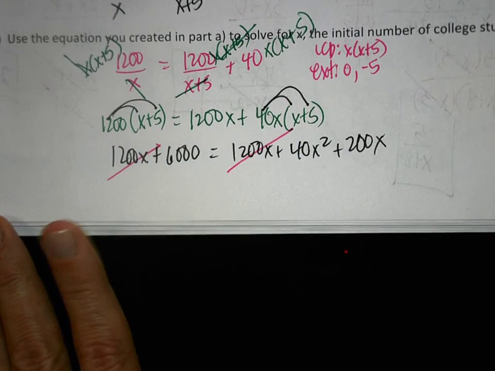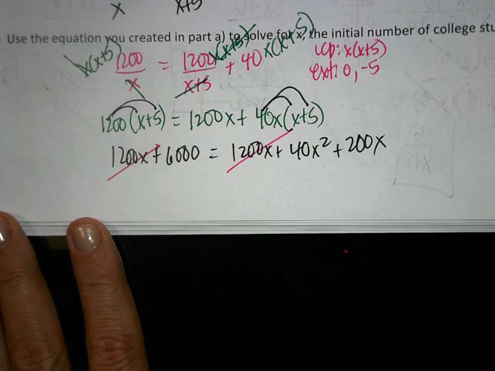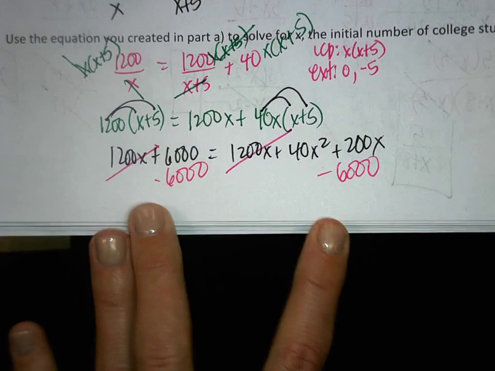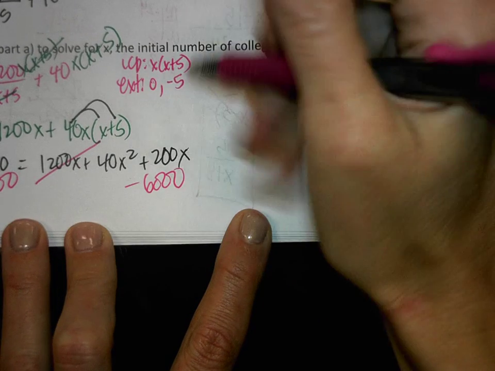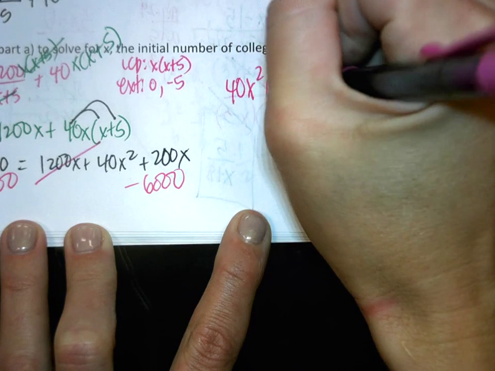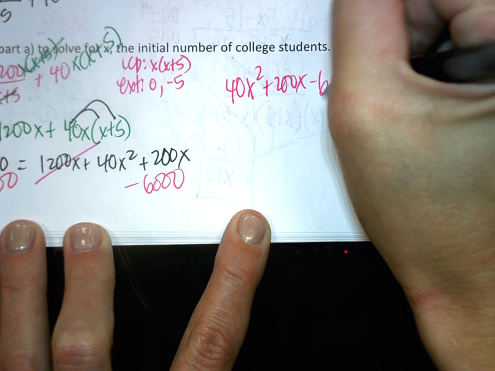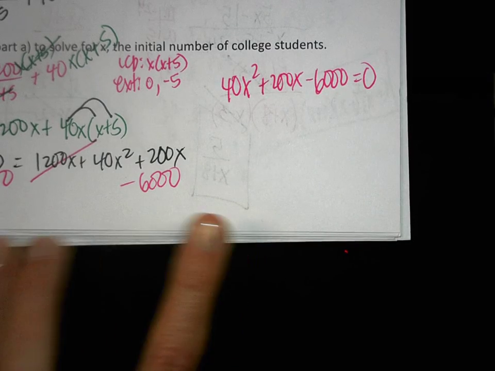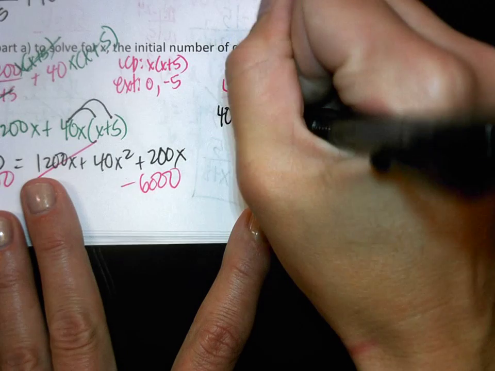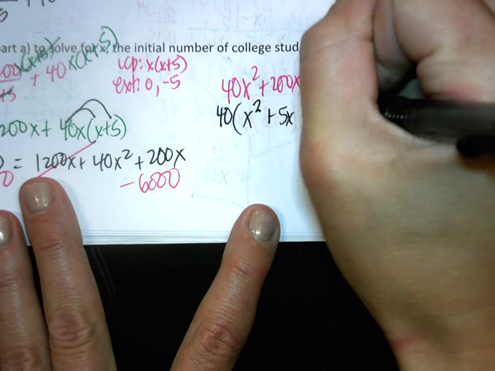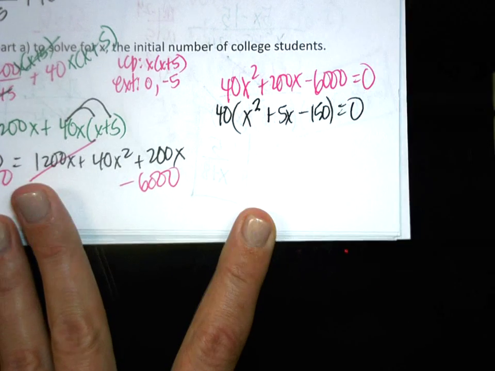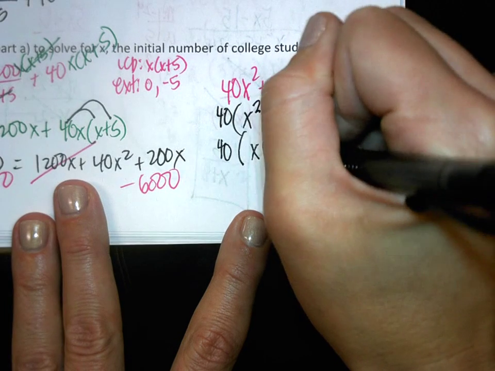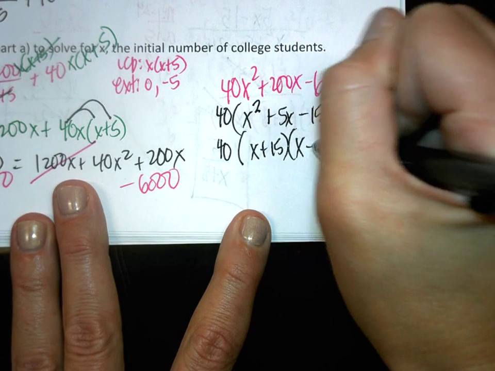Which side should I move everything to? The right side. We subtract 6,000. So when I do that, I end up with 40x squared plus 200x minus 6,000 equals 0. You can take out a GCF of 40. You get x squared plus 5x minus 150 equals 0. I'm going to tell you, for time's sake, that that factors to be x plus 15 and x minus 10.